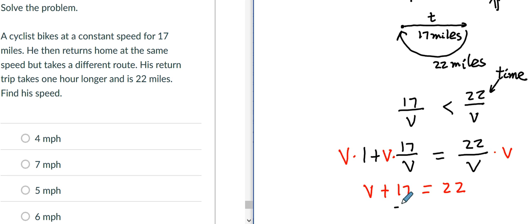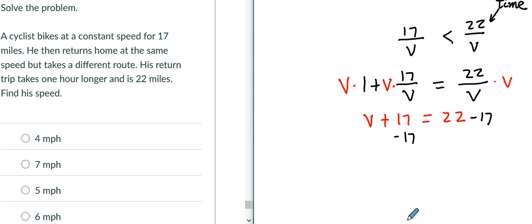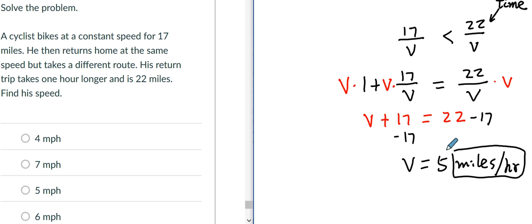So subtract 17 on both sides. You have v is 5 miles an hour. Very nice. Okay, here, the third one will be our correct answer.